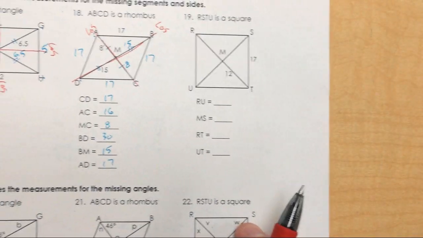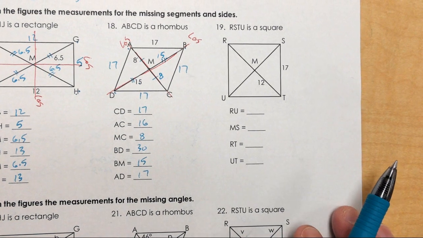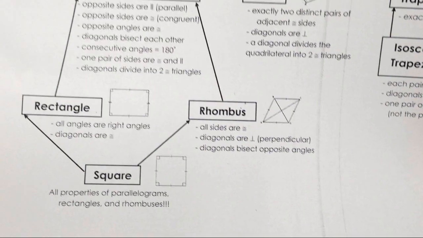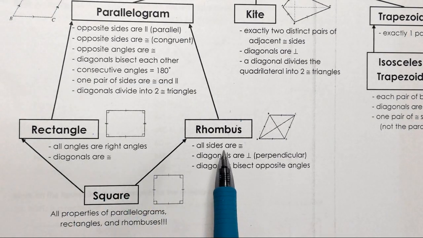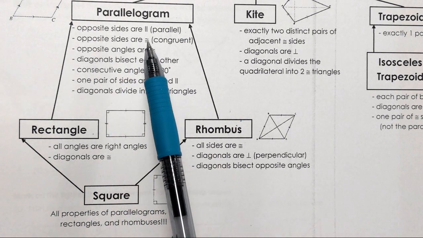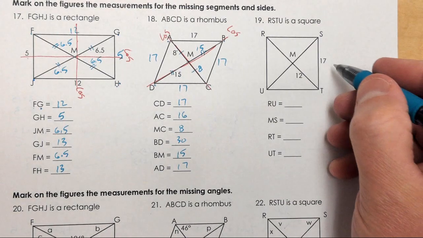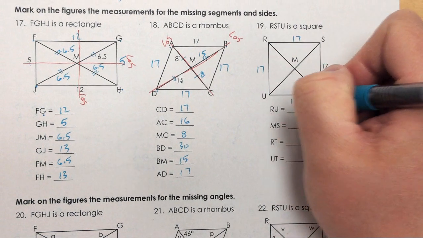Another problem we have here is a square. So, squares, let's see here. A square is a combination of a rectangle and a rhombus. It has all the properties of a parallelogram, plus the properties of a rectangle, plus the properties of a rhombus. So if we look here, not only are opposite sides going to be congruent, but all sides are congruent. So if one side is 17, all sides are going to be 17.